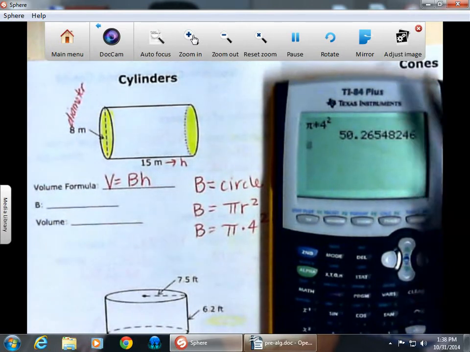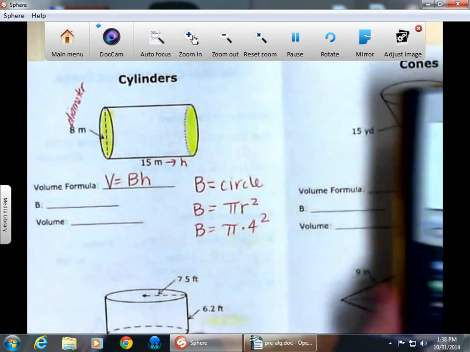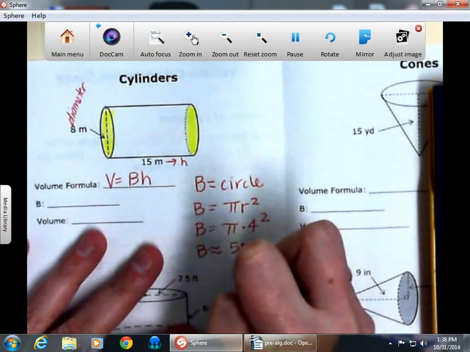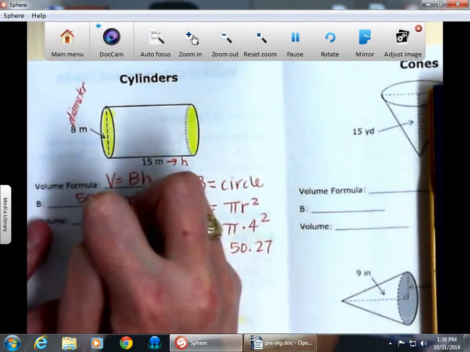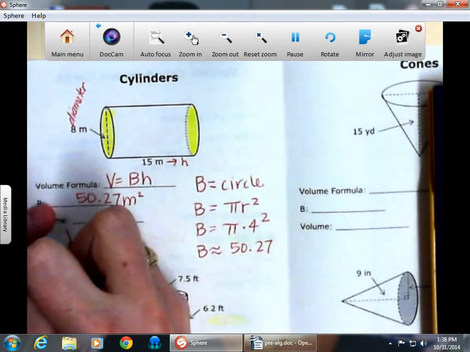We're going to round to the hundredths, so that 6 is my hundredths. The 5 tells the 6 to go up. So big B is about 50.27. So I'm going to put that in my blank, and it's meters squared. We're talking about area.